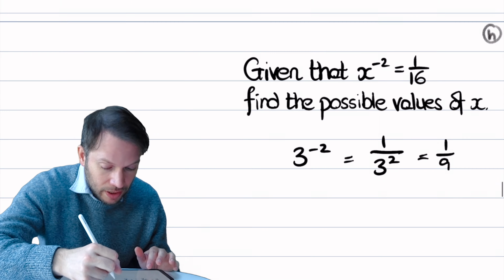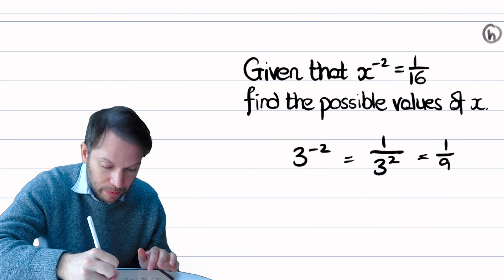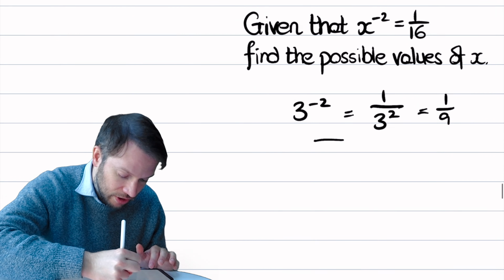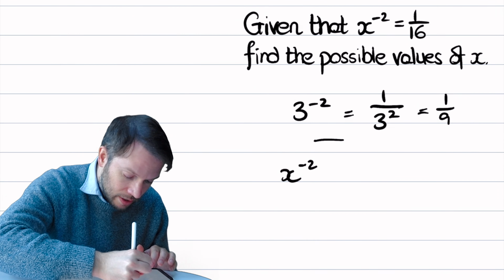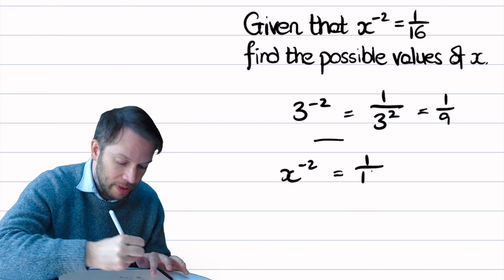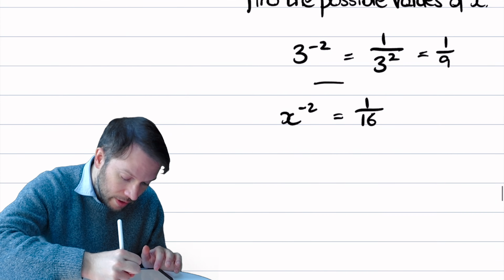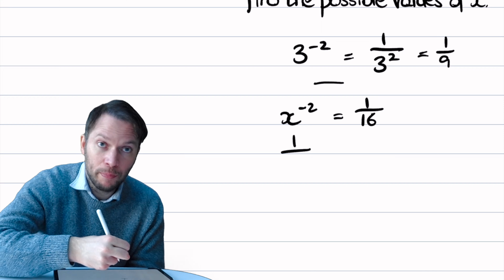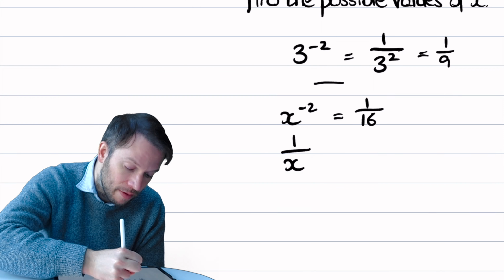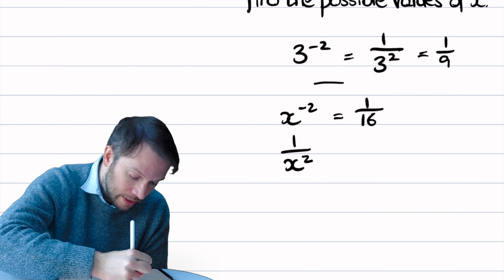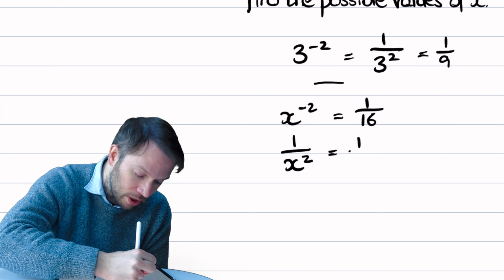Now, we've got x to the minus 2 here, haven't we? So if we just write out this equation again, x to the negative 2. Now, what does x to the power of negative 2 mean? Well, it means 1 over, and then that same power, but with a positive index instead. So x to the power of positive 2, like that, yeah? Now, 1 over x squared is 1 over 16.